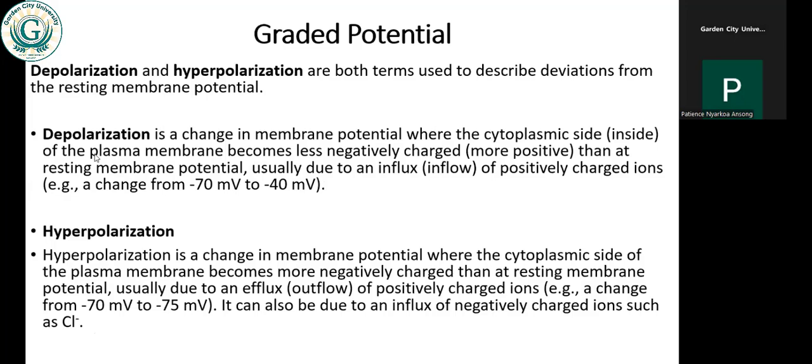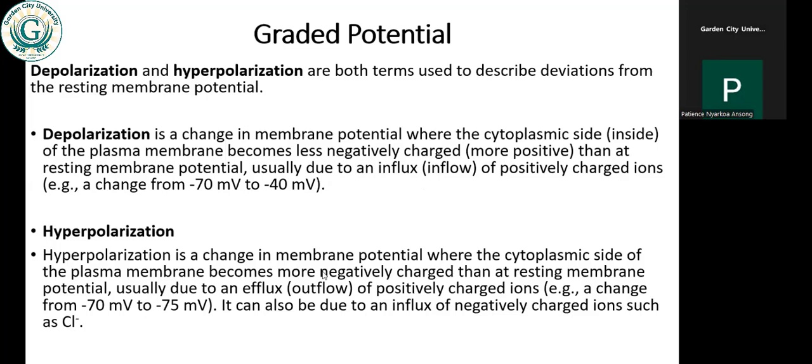Now, with depolarization, the inside of the cell becomes less negative or more positive than the resting state due to the influx or the transport of more positive ions. So if you have -70 and you move in, let's say, +10, that means it becomes -60. Then you move +10, it becomes -50. We are moving to a more positive value.